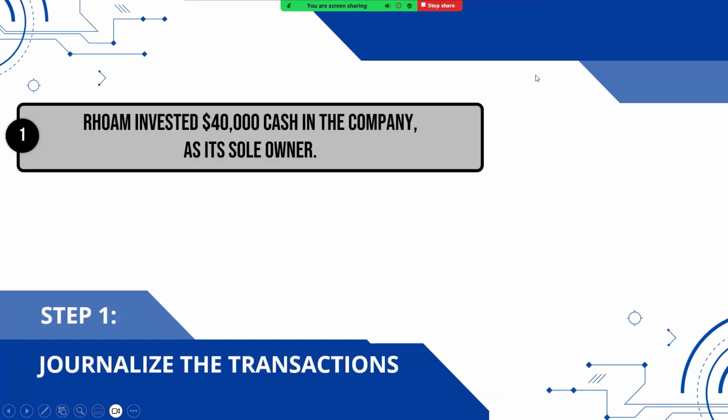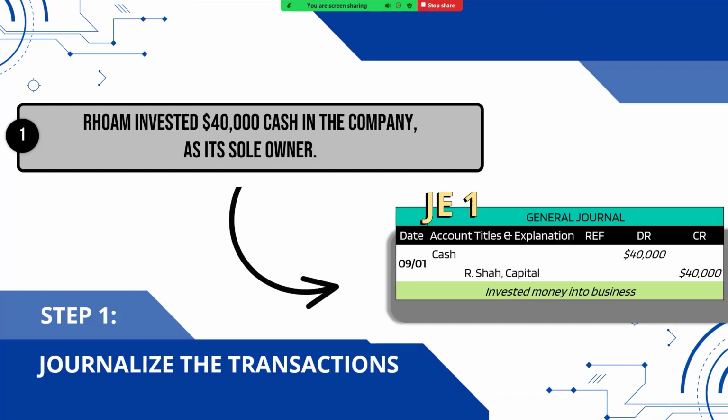So number one, we invested 40,000 cash. So by now, this should be very obvious that this would be debit cash, 40,000, and then Arshaw capital or owner's capital of 40,000. So sometimes you'll see that there are names in terms of the capital, but this is just synonymous to owner's capital. I wouldn't be strict in terms of usage, right? So debit, cash, 40,000. Credit, Arshaw capital.